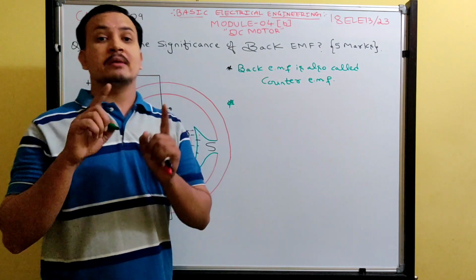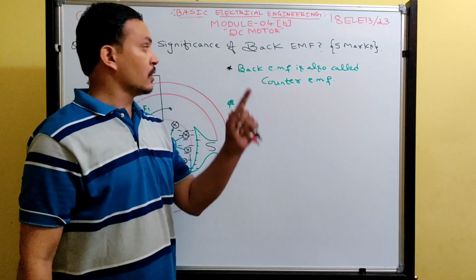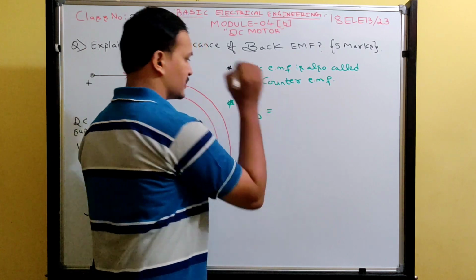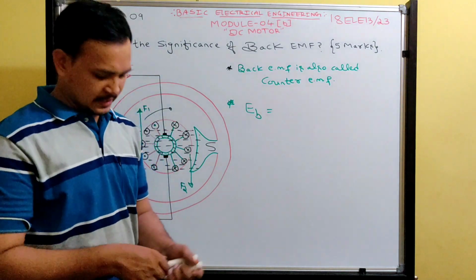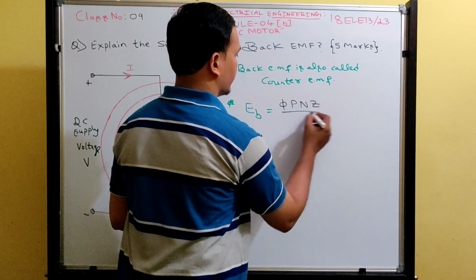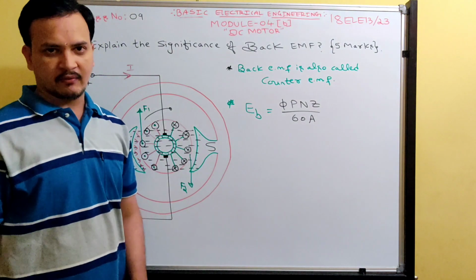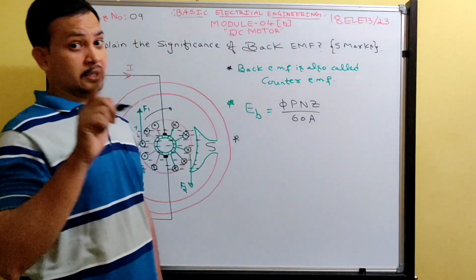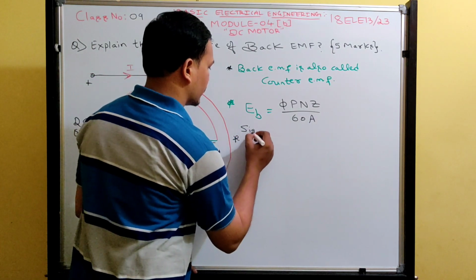Therefore, the EMF equation of the generator is considered the same equation for the motor also, but we are using the notation EB. EB is nothing but back EMF. What is the equation for this? Same as the EMF equation of a DC generator, that is EB = ΦPNZ/60A. So this is the back EMF equation. What I said, you should compulsorily write. Now I will start the significance of back EMF.